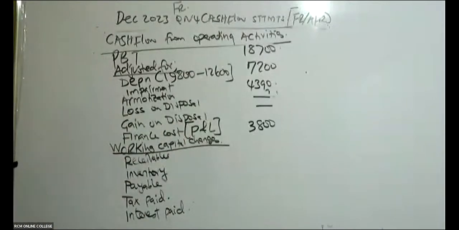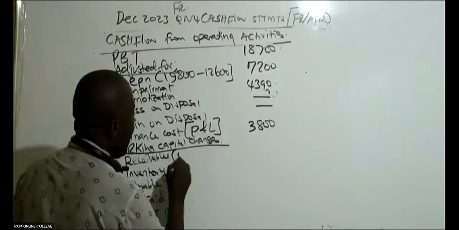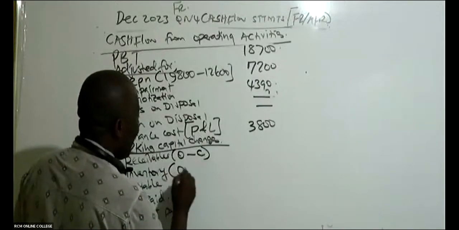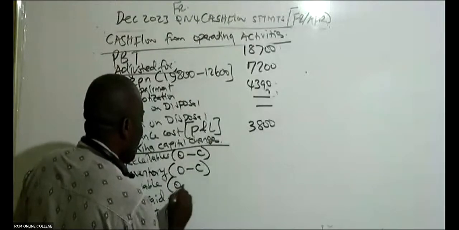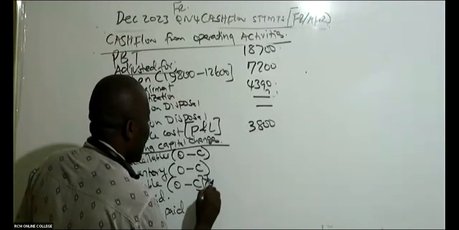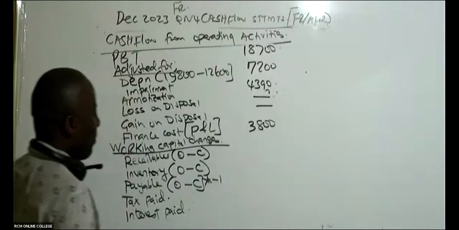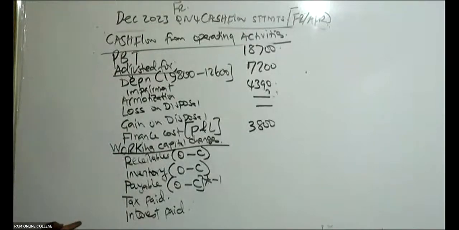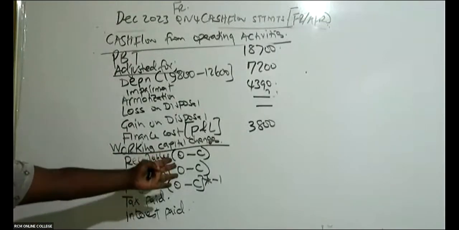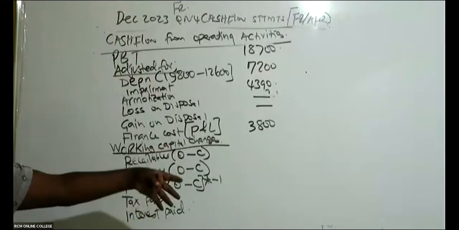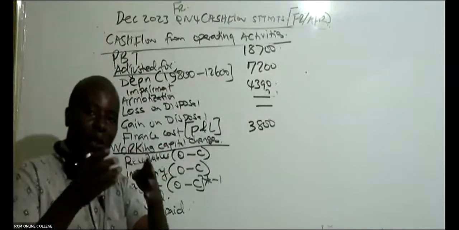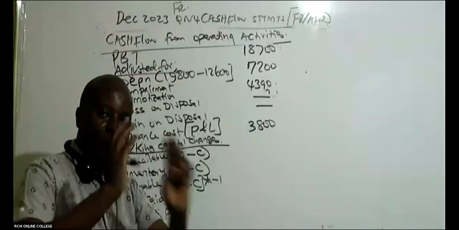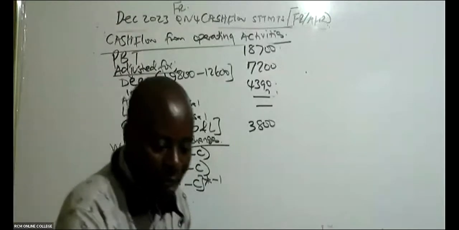Then you come in this case to working capital changes. These are free marks. Why are they free marks? Because it is all about saying O minus C. This is payable, a liability, so you say O minus C multiplied by -1, because being a liability, you must change it. O is opening, C is closing. So you look at the balance sheet, the two years: opening figure for receivables minus closing figure for receivables.